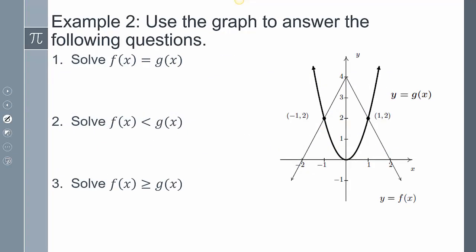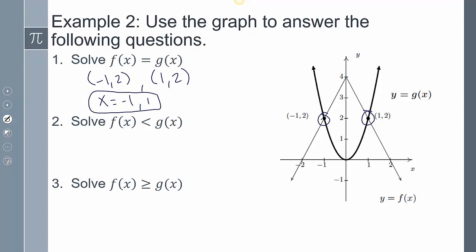So looking at this next example here, it says, use the graph to answer the following question, solve f of x equals g of x. Well, that's where they intersect. So they intersect here, and they intersect here. So my answers are going to be negative 1, 2, and 1, 2, but we're looking for the x values, right? So it's going to be x equals negative 1 and positive 1.